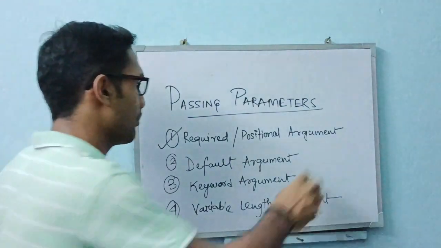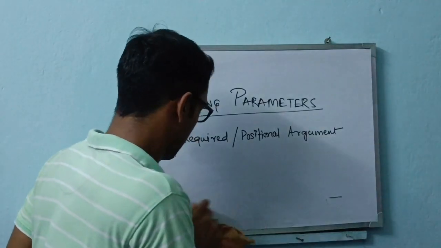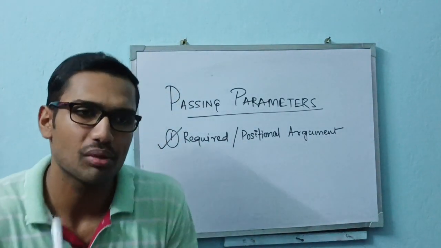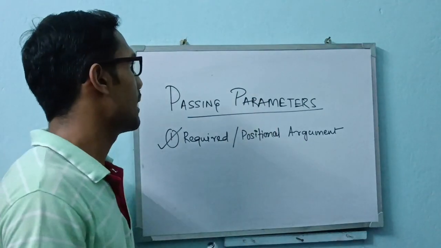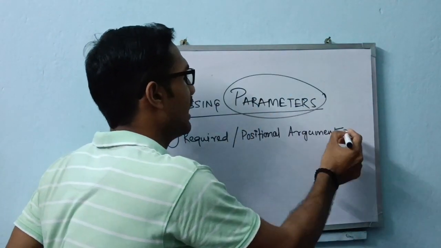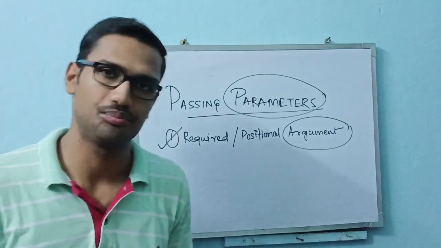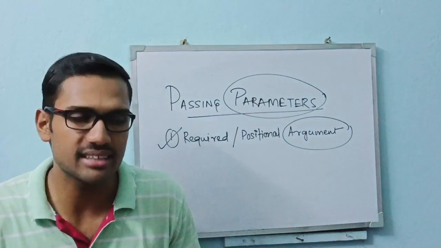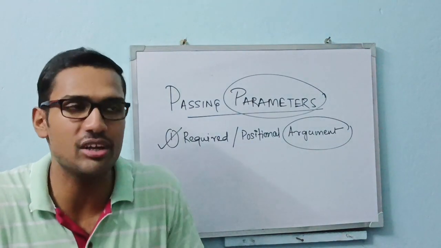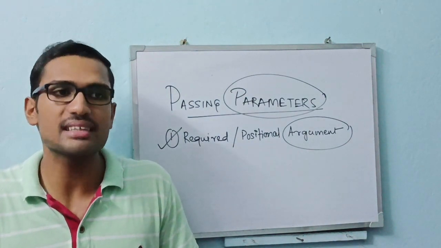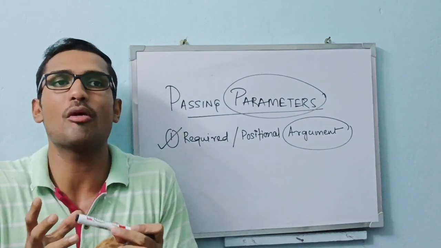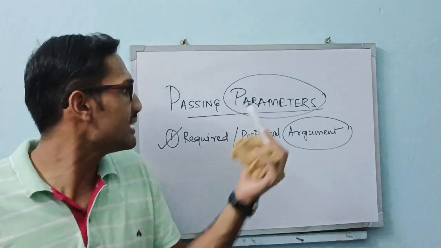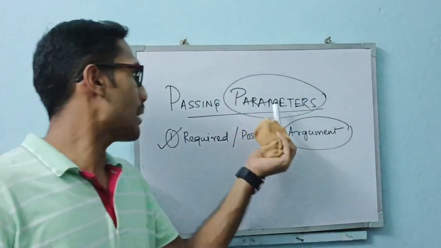So let's start with the topic. Before starting the topic, let's try to understand what the terms parameter and argument mean. In my previous video, I discussed function calls, a little bit about what a function call is and how to call a function from main. It is actually related to parameters and arguments.